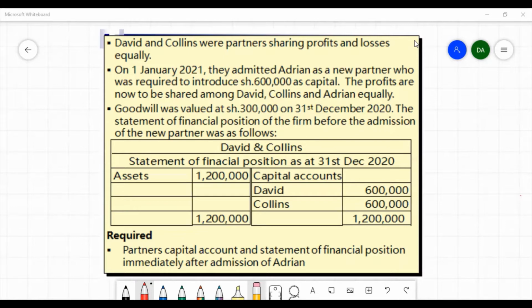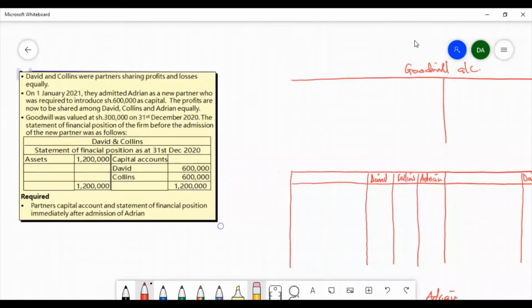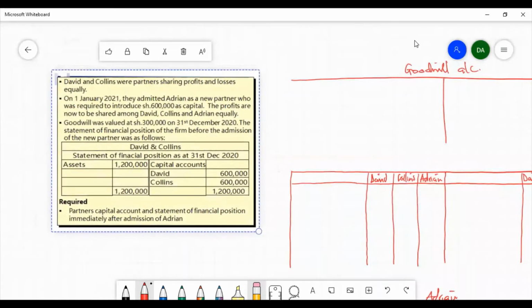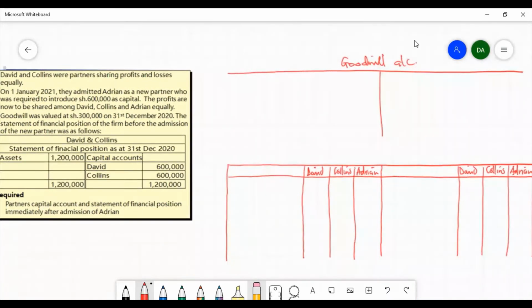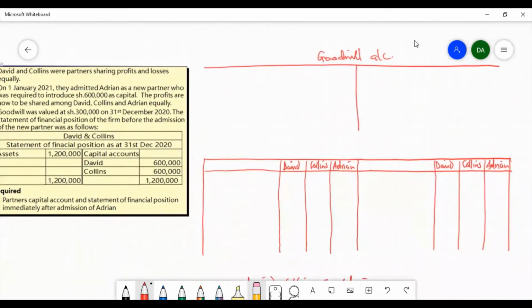To answer this question, we can use two approaches. The first approach is where goodwill account is maintained in the books, and the second approach is where goodwill account is written off. Now let us look at how the solution of the question looks. Starting with the first approach where goodwill account is supposed to be maintained in the books, these are the accounts to be prepared.